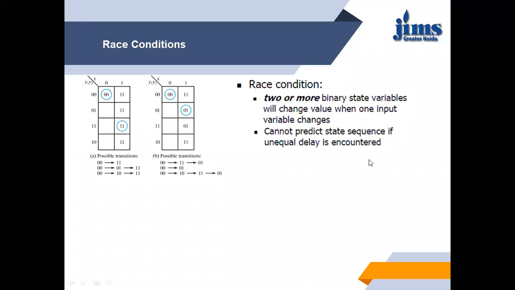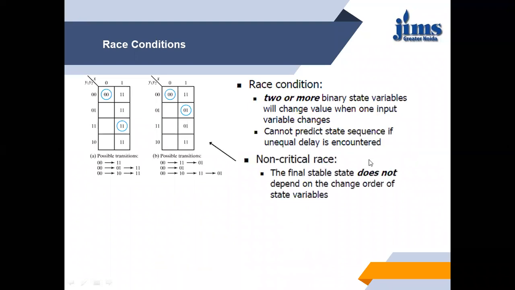So these are the race conditions, and there are two types of race condition. The first one, which we were discussing, is the non-critical race. In the non-critical race, the final stable state does not depend on the change order of the state variables. We can see in both diagrams that whatever the possible transitions, the initial and final states are the same, because we are changing from 0 0 to 1 1 in figure A, and from 0 0 to 0 1 in figure B. The number of transitions is different, but the final state is the same.